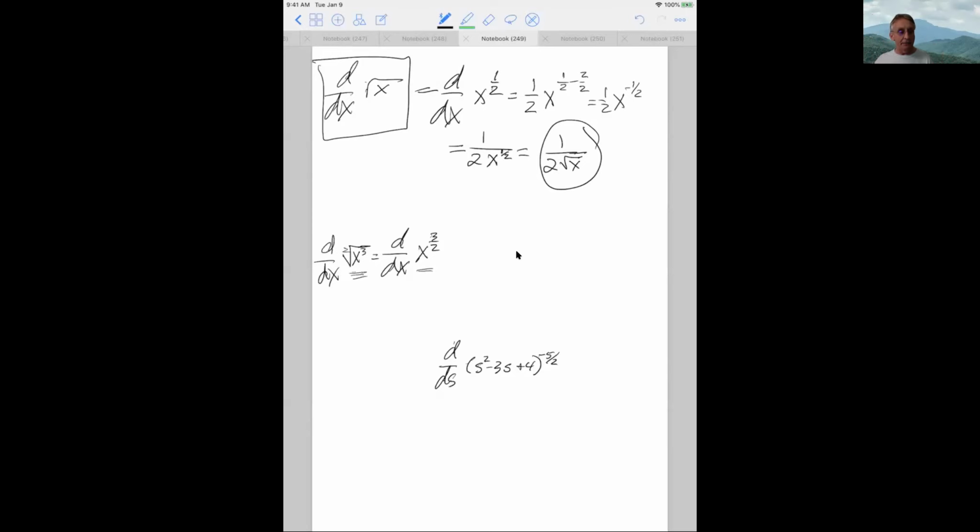So now let's take the derivative. So we're going to follow the rule. So the derivative is, bring the exponent down front, subtract 1 from the exponent.